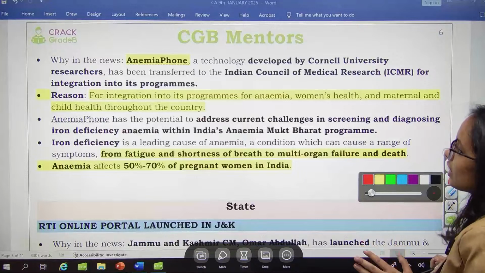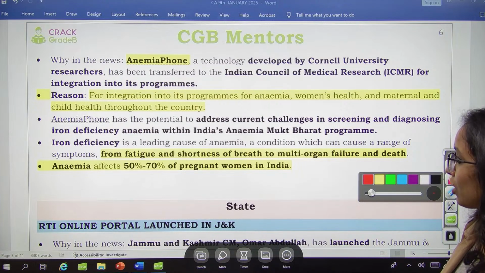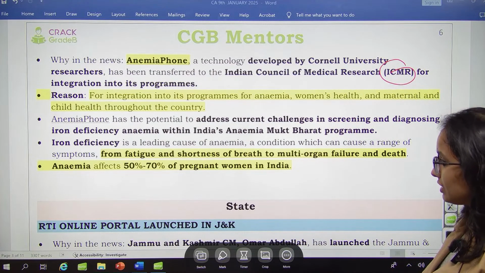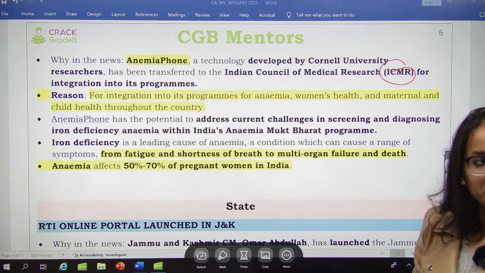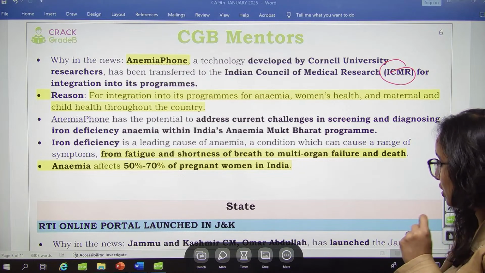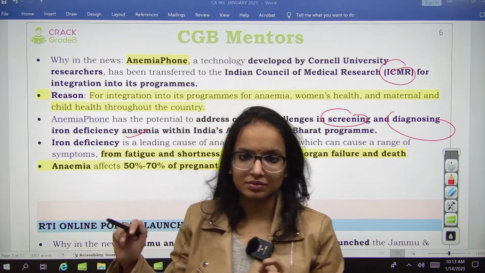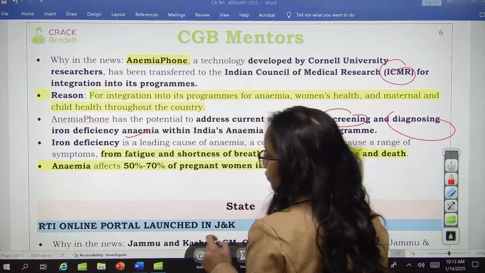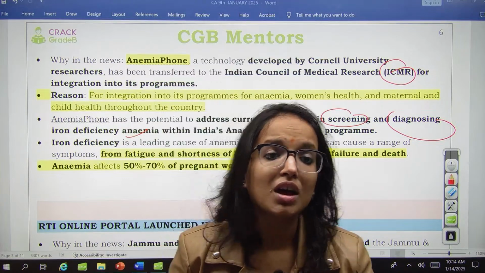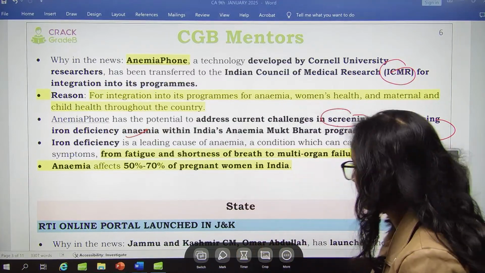Next thing we have is Anemia Phone. Anemia Phone, which is a technology developed by Cornell University researchers. Now it has been transferred to ICMR, Indian Council of Medical Research, for its integration. What does this do? This is important for women's health, maternal child health throughout the country. What will this device do? It has potential to address current challenges in screening and diagnosis of iron deficiency anemia. So remember this technology, Anemia Phone, this will be effectively diagnosing anemia or iron deficiency in women, because that is something which is the leading cause of multiple organ failures and a lot of problems.